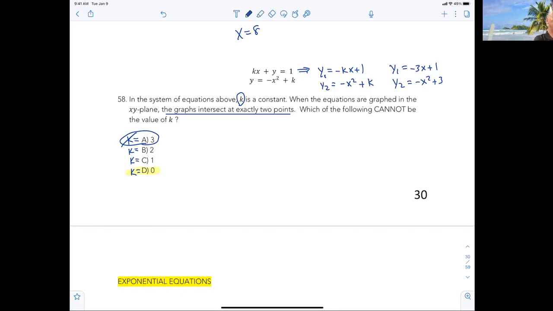So what they're doing is you're graphing a parabola and a line. It can intersect at 2, it can intersect at 1, or it cannot intersect. You're trying to find the one that it doesn't intersect, right? And I believe D was the answer. Yes, ma'am. Oh, say it again. Yes, I can. All right, everybody take a look at it.